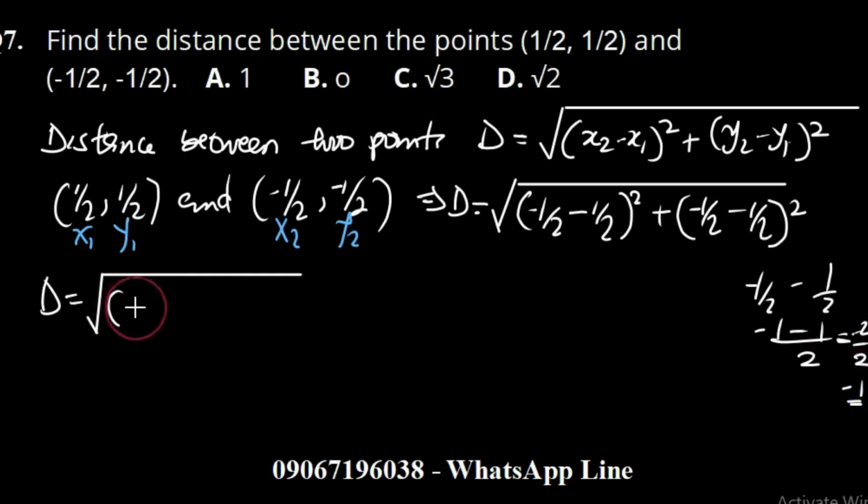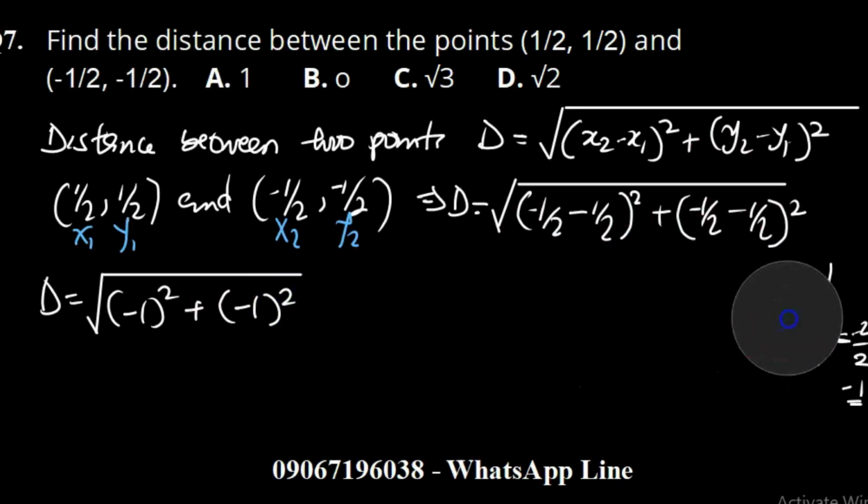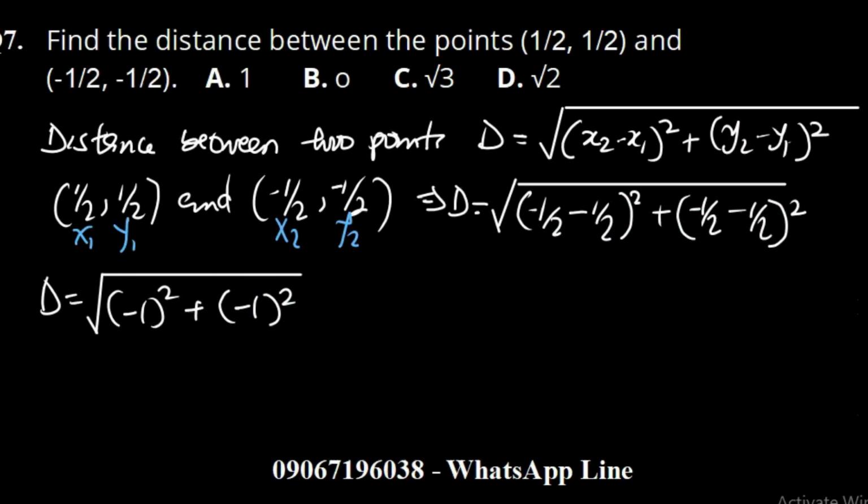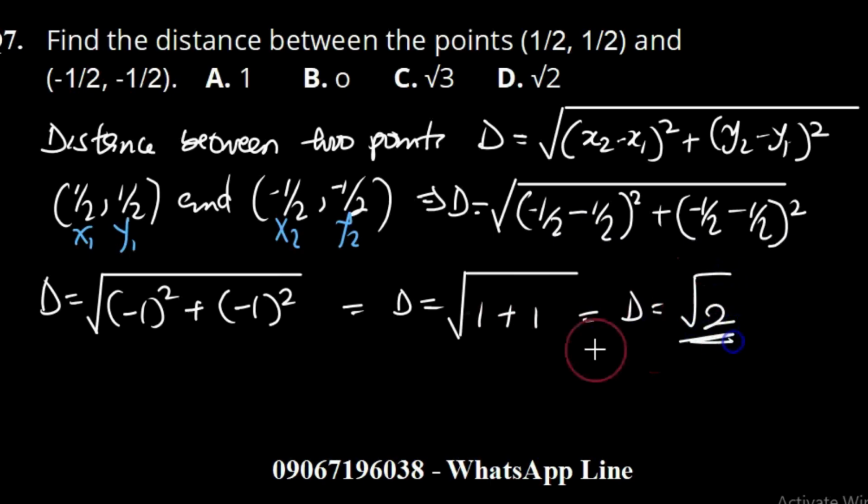So the answer to this part is minus 1 squared. Then here we'll have plus, and if we do the same thing, we get minus 1 all squared. So we can get rid of this. Now proceeding from here, d is equal to the square root of minus 1 squared, which is 1, plus minus 1 squared, which is 1. So d is equal to the square root of 1 plus 1, which is 2. So the answer to that question is option D, which is the square root of 2.